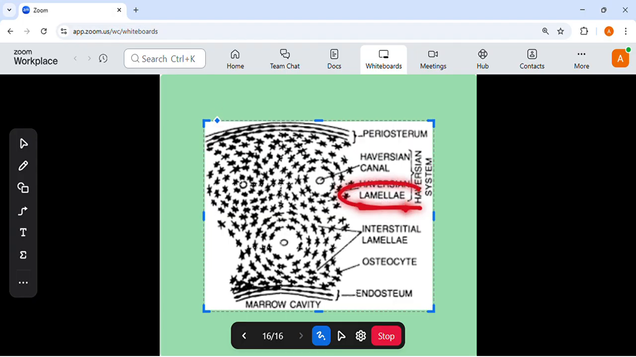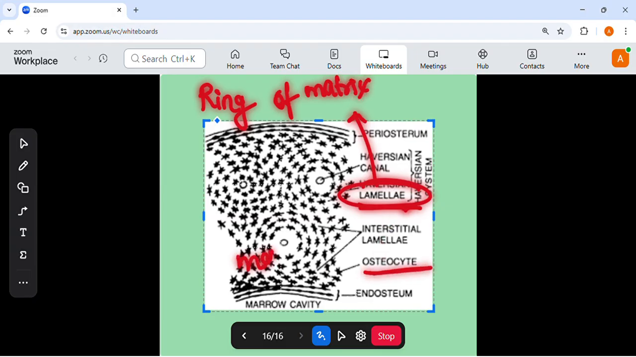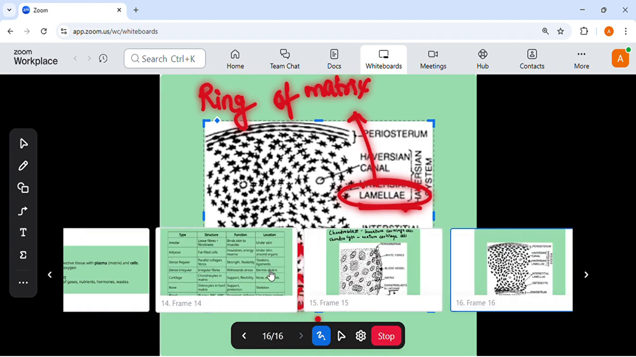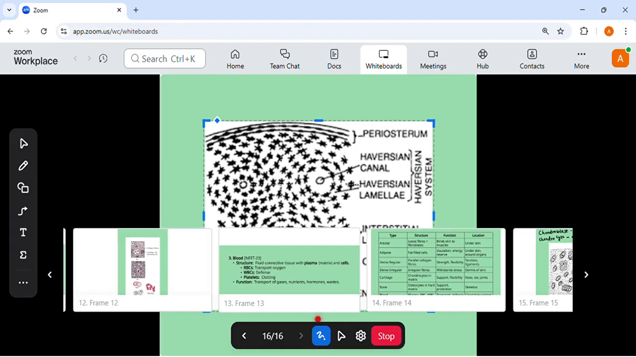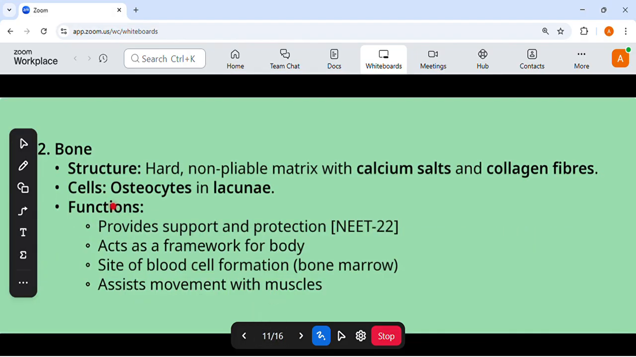What is lamellae? Ring of matrix. Clear? And osteocyte is a mature bone cell. So it's a hard non-pliable matrix with calcium salt, collagen fiber, ossein protein. Osteocyte is what? Is it mature or immature? It is a mature bone cell. And osteoblast is immature. Okay.